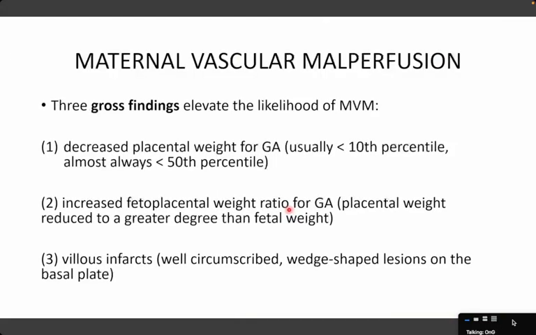So three gross findings elevate the likelihood of maternal vascular malperfusion. This is why, as Gamma alluded to, we have to have the gestational age on the history forms. So these are the gross findings.